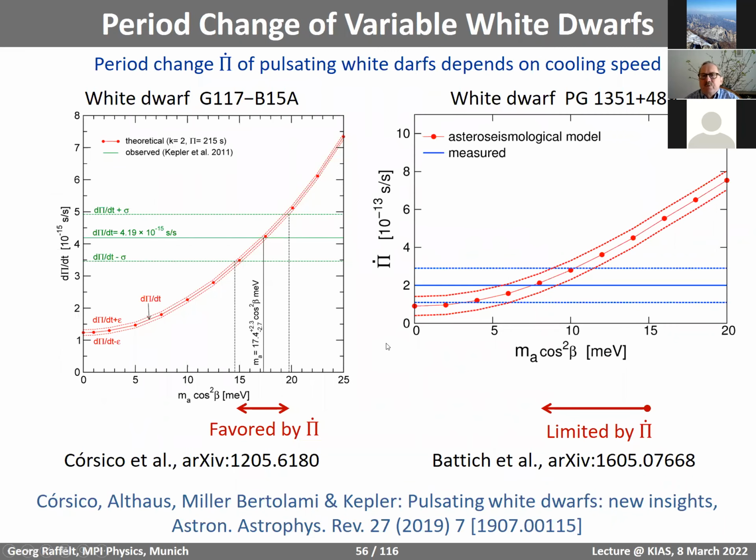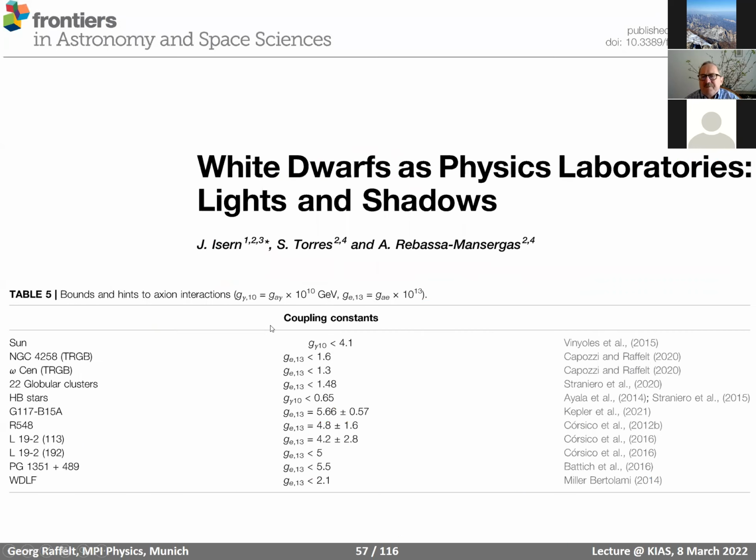Another idea uses white dwarfs that are variable. The variability, or the change of the period, is also a measure of the cooling speed, but this is getting very complicated. I'm not going to get into this in any detail. If you want to know more about this, you maybe have to go back to these papers. So I'm just flashing them in the end.